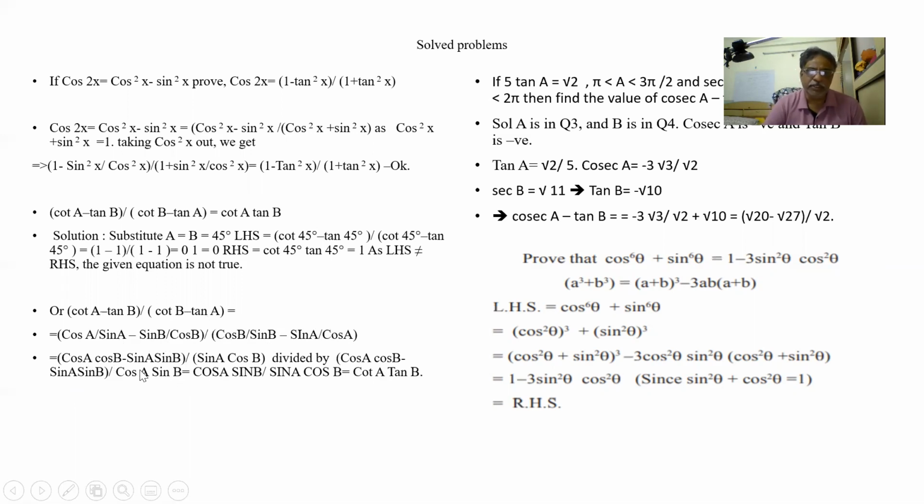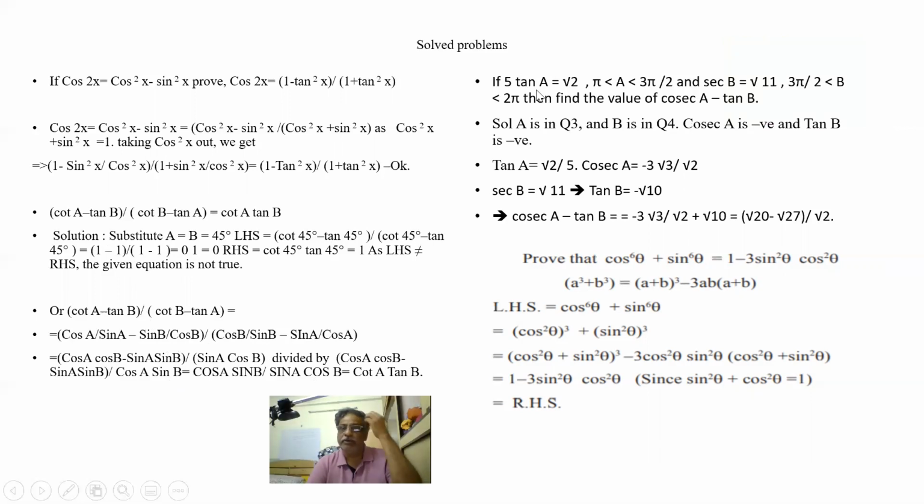So cos A by sin A is cot A, sin B by cos B is tan B. So it is cot A tan B. This is the correct way of proving. This is not, this is 0 by 0. It cannot be proved like that. This is correct: simply convert to cos and sine and use the factorization method.